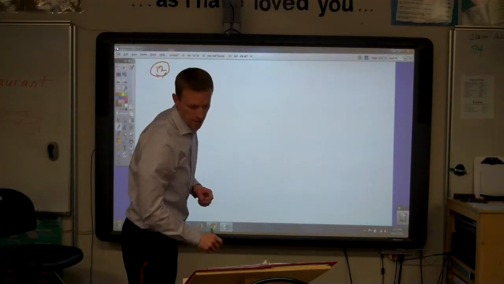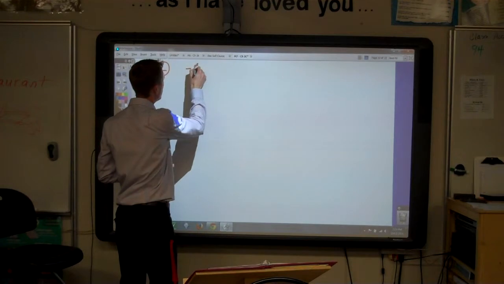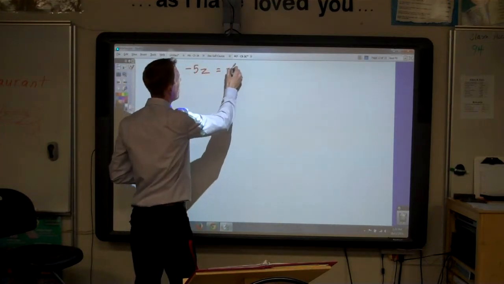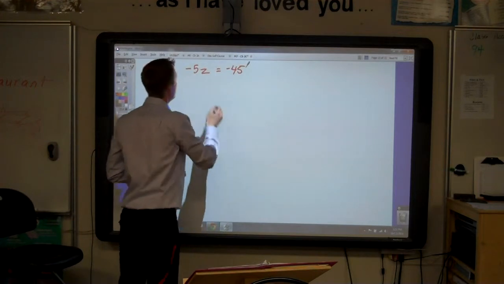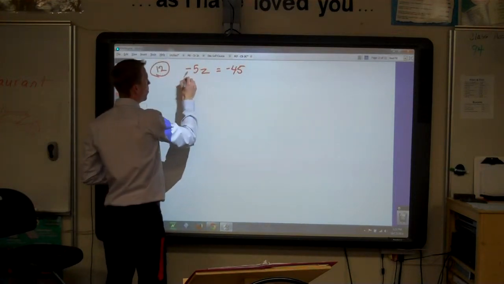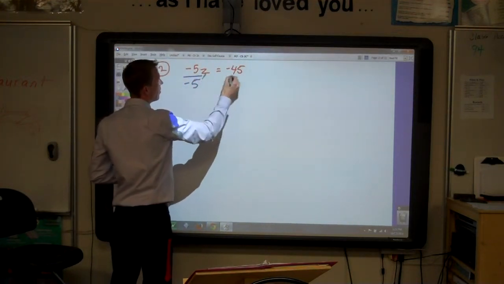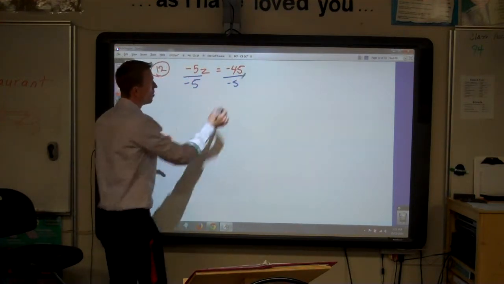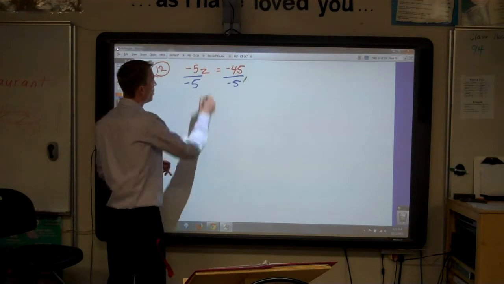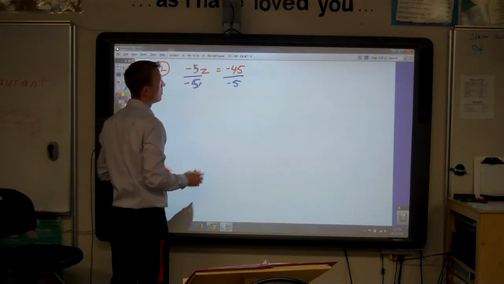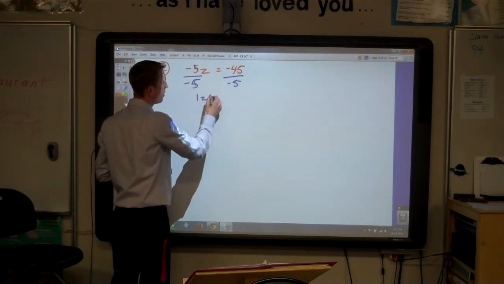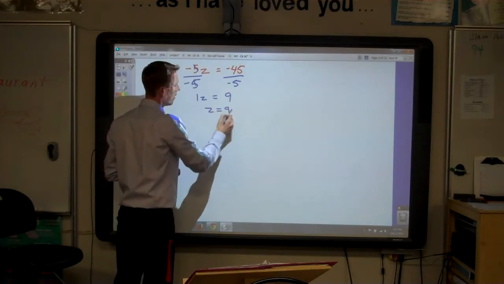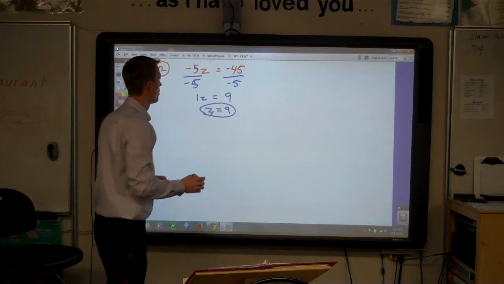This one is negative 5z equals negative 45. We'd have to divide both sides by the coefficient. This is a multiplication equation, so we can use division to solve it. Cross out the 5's. That leaves 1z equals positive 9. So z equals 9. That's a z.